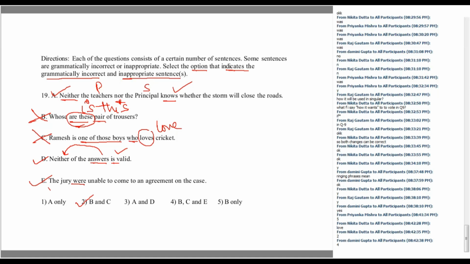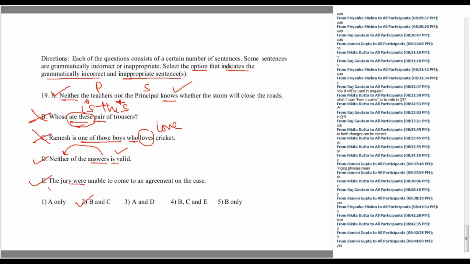Okay. Why did I mark number E as correct? Because we are talking about the jury members. Had we been discussing the jury as well as the judge, some other entity, then the jury would be one group. The jury is not in agreement with the judge, so this group is not in agreement with the judge. But over here there is no second entity, which means we are talking about the jury members. Correct. Did you understand, Damini? Because you marked 4.